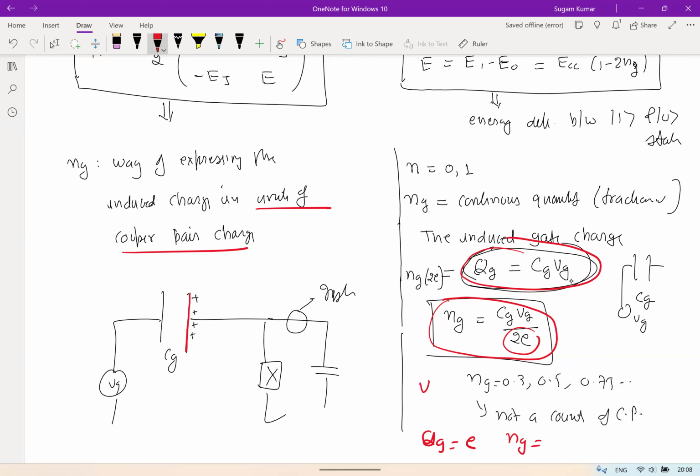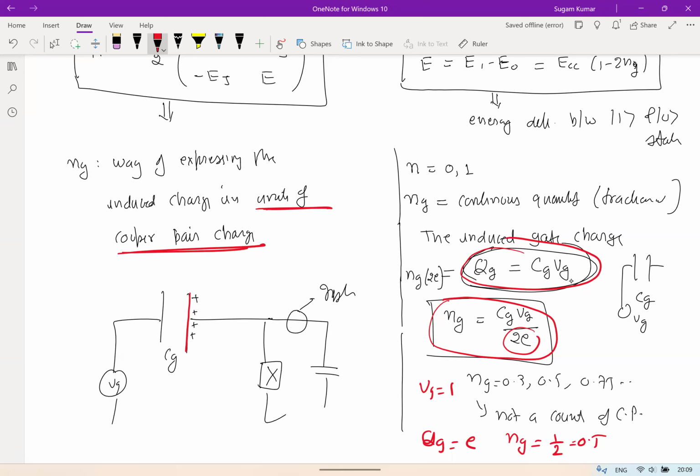And you can take, let us say, VG some number 1. So Ng will become how much? Half, right? It is a half already, so you can see. Since you are defining it in terms of a unit of Cooper pair charges, this number can be anything. So this can be a fractional number. So half a Cooper pair.